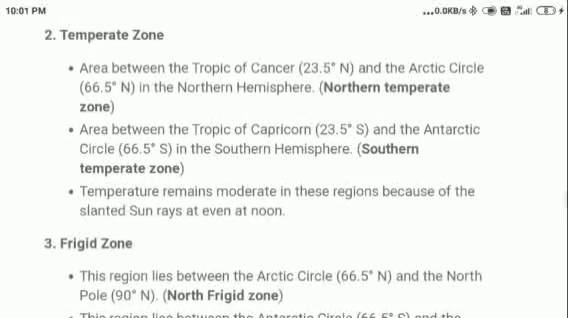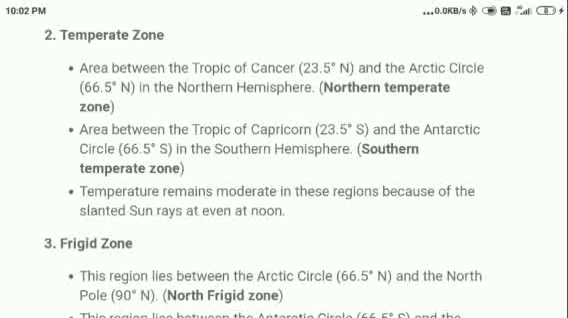Similarly, we talked about the temperate zone. They are found between the Tropic of Cancer, between 23.5 degrees to 66.5 degrees in both directions, north as well as south. So that is the range for them. For the torrid zone, the range was 23.5 north to 23.5 south, and here in the temperate zone we have two separate temperate zones, one in the north direction, another one in the south direction. Both have the same range, 23.5 to 66.5 degrees.